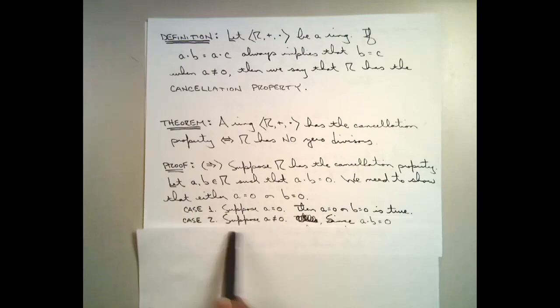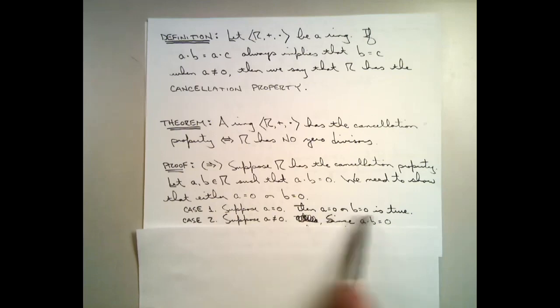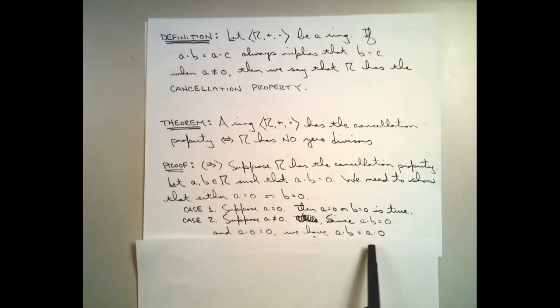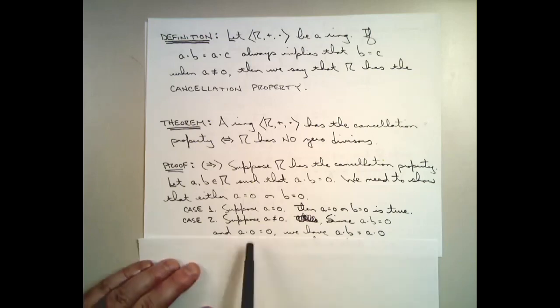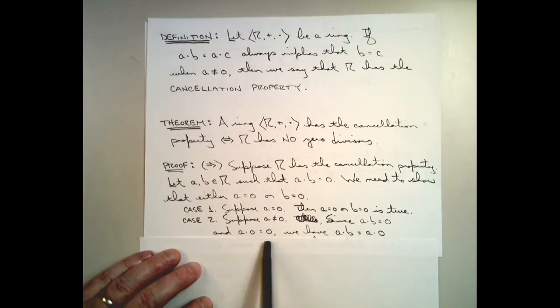Second case, let's suppose A isn't zero. Well, if I'm going to show that my conclusion is true, then I'm going to have to somehow prove that B is equal to zero. And that's what I'm going to try to do. Now, since we're assuming that A times B is zero, and since you're going to show for homework that A times zero is zero, that says that A times B and A times zero are equal to each other.